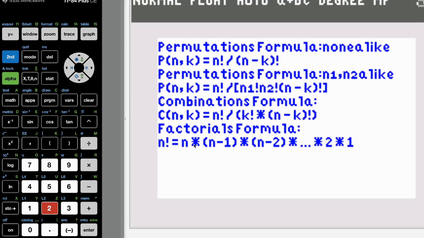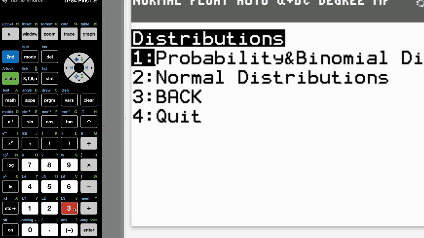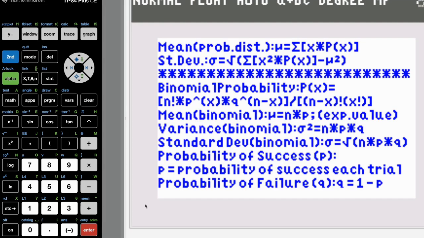It's n factorial is n times n minus 1 times n minus 2 all the way until you get down to 2 and 1. So these are integer values there. So we go on and let's talk about distributions. Probability and binomial distributions versus normal distributions. So probability and normal distributions.